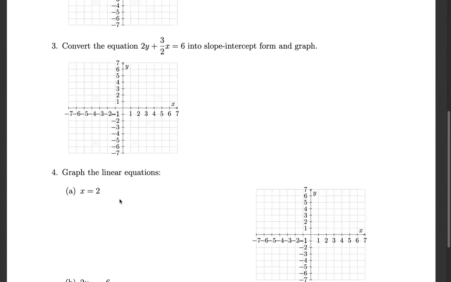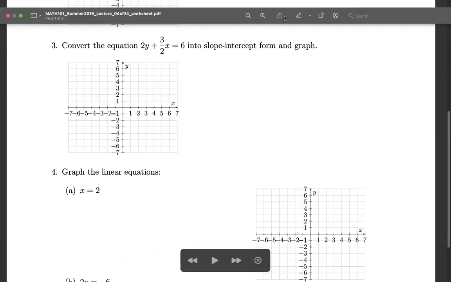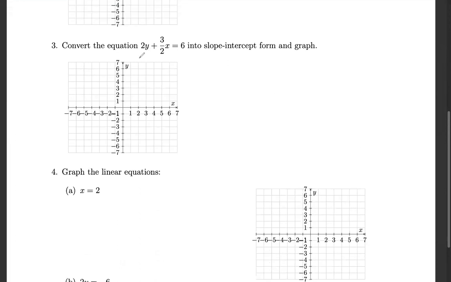Now let's see 3. For 3, we want to convert this equation into slope-intercept form, which means y equals mx plus b. All right, so we need to find the m, we need to find the b. So we start with this. First, we move 3/2 x to the other side. So we have 2y equals, positive on the left-hand side, move to the right-hand side, becomes negative, so -3/2 x plus 6, because this 6 is positive.